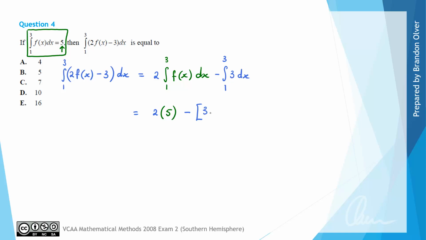So finding the antiderivative of 3, that would be 3x, and then we evaluate that between 1 and 3. So this is going to equal 2 times 5 is 10, and then we subtract away from that. When we evaluate this antiderivative, we substitute in the upper terminal of 3, so we have 3 times 3 is 9, and then we subtract away the lower terminal substituted in, which is 3 times 1, which just gives 3. So this is 10 subtract 6, which is equal to 4. So therefore, option A is the correct answer.